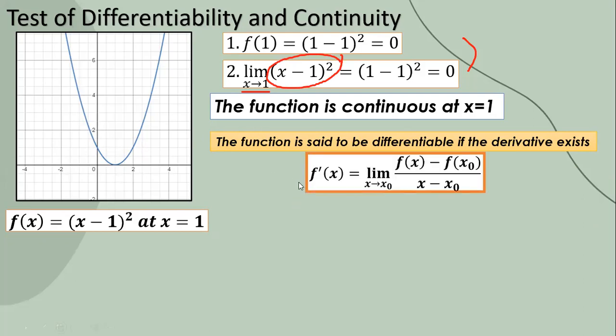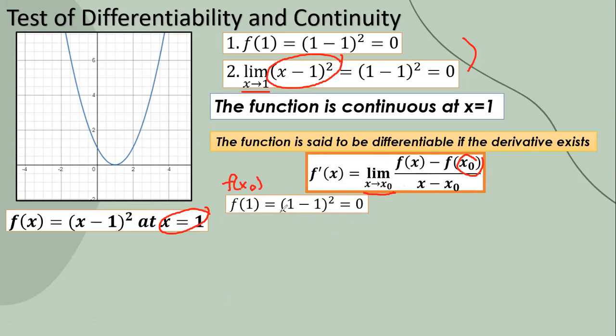So we have this formula: f prime of x is equal to the limit of f of x minus f of x sub 0, where x sub 0 is the given value of x, over x minus x sub 0 as x approaches x sub 0. So we will just have to substitute the given to our formula. For the first one, we will just have to find f of x sub 0. So that is f of 1.